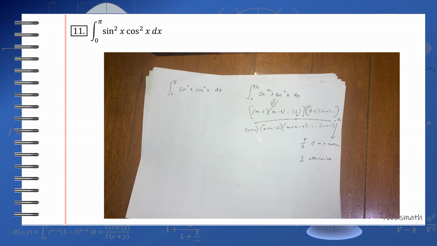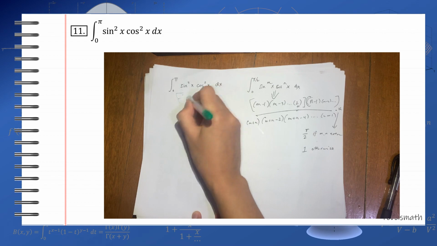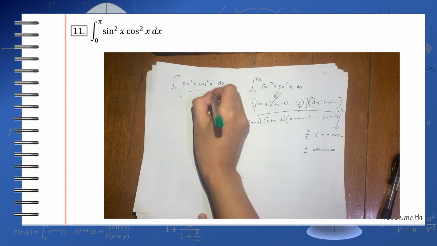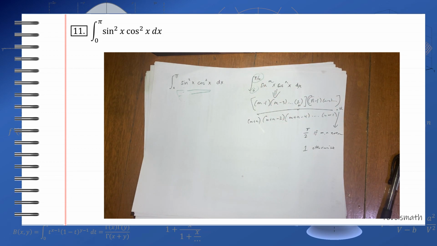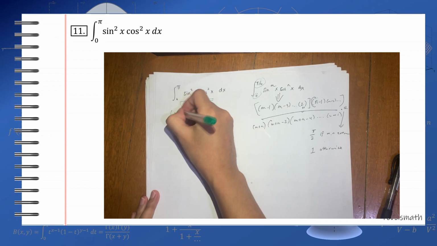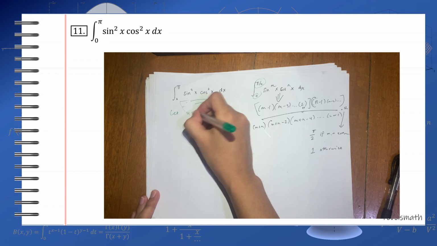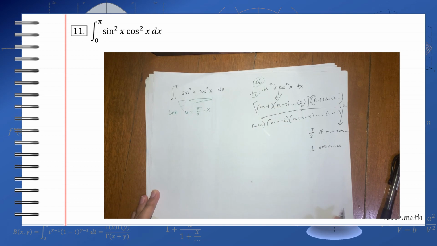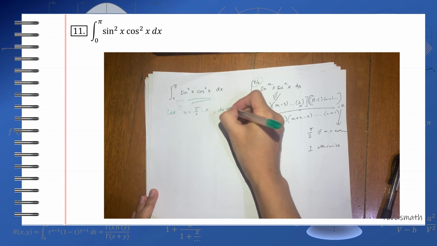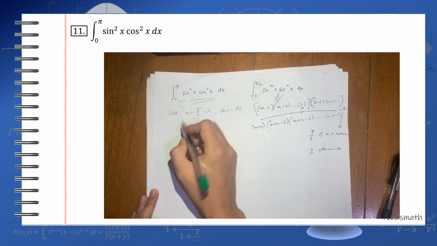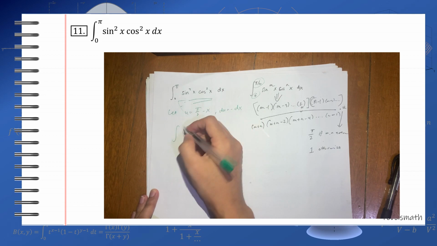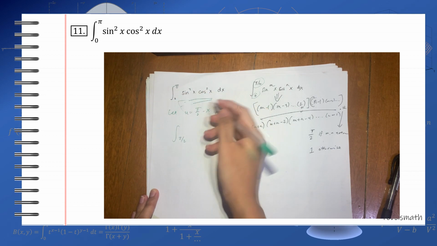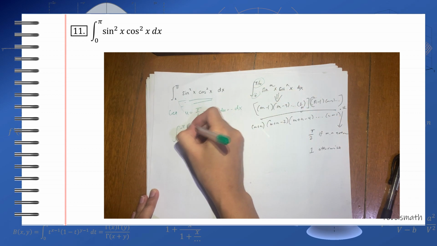So the first objective is to transform the original integral into a form that has limits 0 to pi over 2. We can do this by using the substitution u is equal to pi over 2 minus x. If we do that, we'll have du is equal to negative dx, and the limits become pi over 2 minus 0, which is pi over 2, and pi over 2 minus pi, which is negative pi over 2.